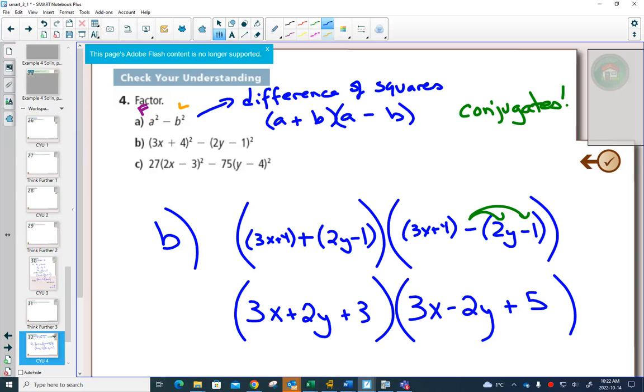And I can tell you that if you decided to use the long way, it would be that long, I don't think you'd ever finish. I think you would get stuck. But noticing that it's a difference of squares makes this easier. Then we get to part C.